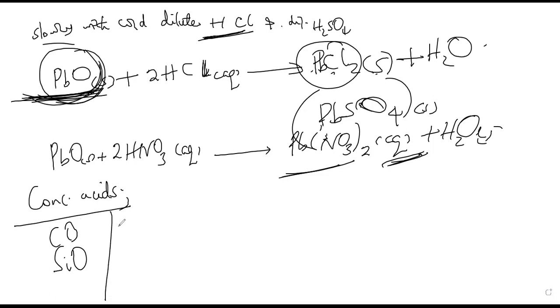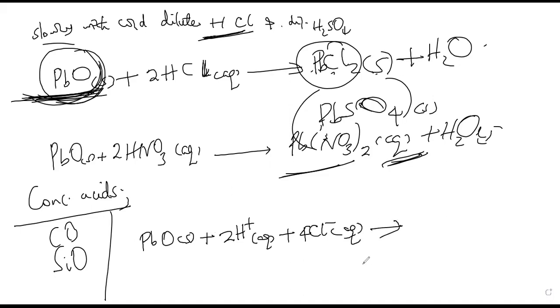Whereas lead 2 oxide reacts with only excess concentrated hydrochloric acid to form a complex of tetrachloroplumbate(II) ions, which is a colorless solution, and water. We have said that lead 2 oxide reacts with the excess hydrochloric acid to form a complex of tetrachloroplumbate(II).